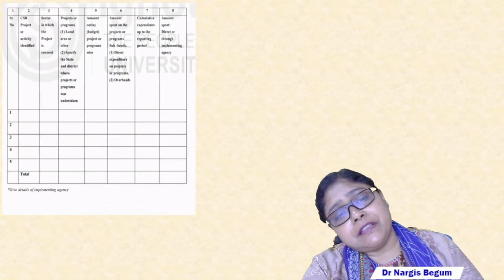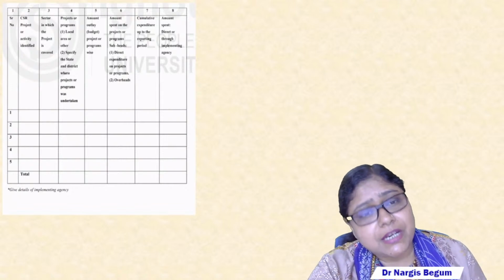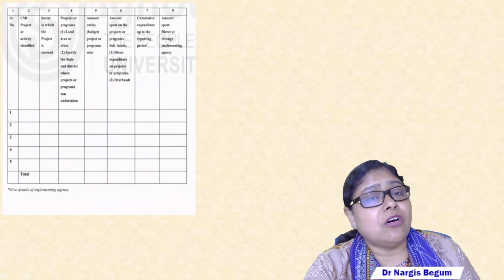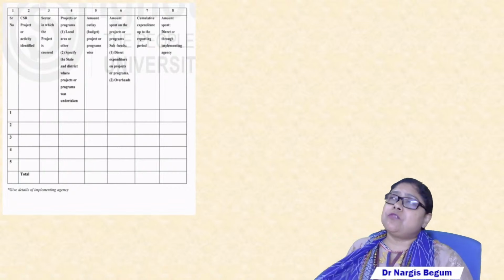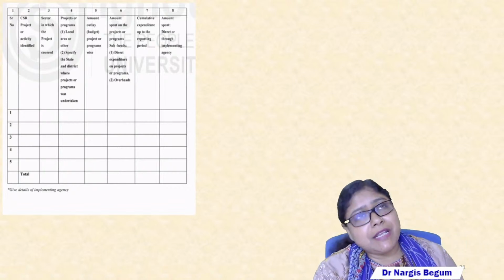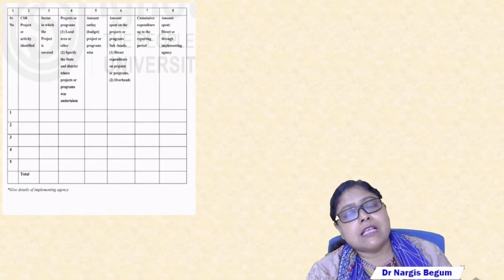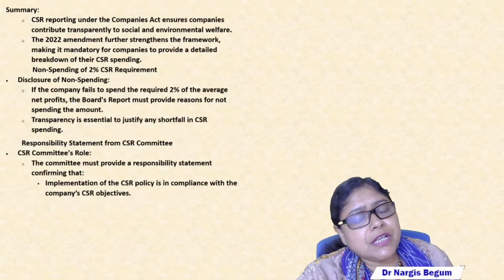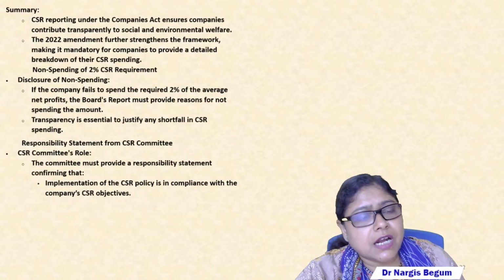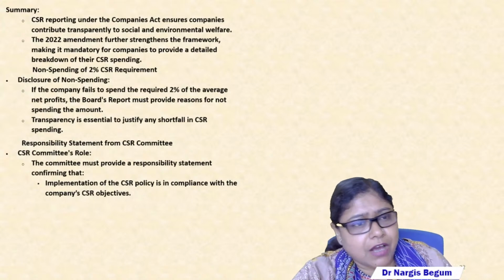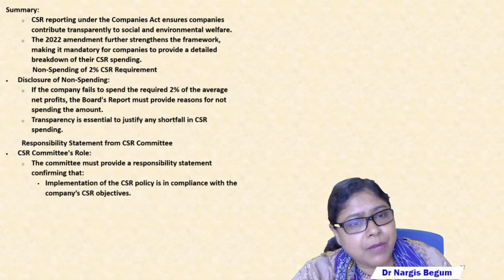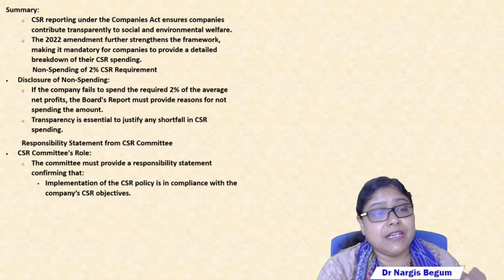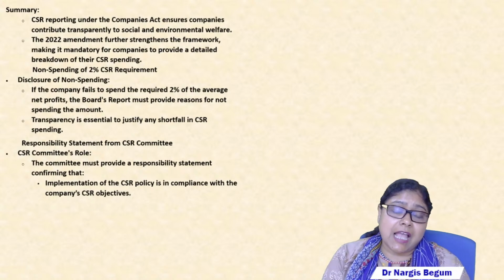Then we calculate the cumulative expenditure for the reporting period, and finally we calculate the amount spent, that is direct or through implementing agencies, because it may so happen that sometimes the implementing agencies do the spending, and sometimes the company directly does the spending. So, CSR reporting under the Companies Act ensures transparently contributing to social and environmental welfare. The 2022 amendment further strengthens the framework and makes it mandatory for companies to provide a detailed breakdown of their CSR spending.